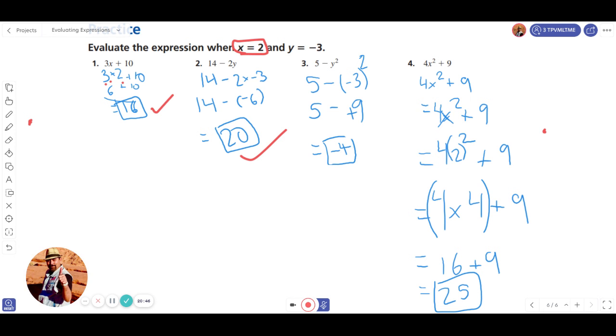That is correct. The next one is negative 3 square, which gives you positive 9. Then 5 take away 9 is negative 4. Next, 4 times x, where x is 2, so 2 square is 4, 4 times 4 is 16, plus 9, that is 25. Everything is perfect. That's good.